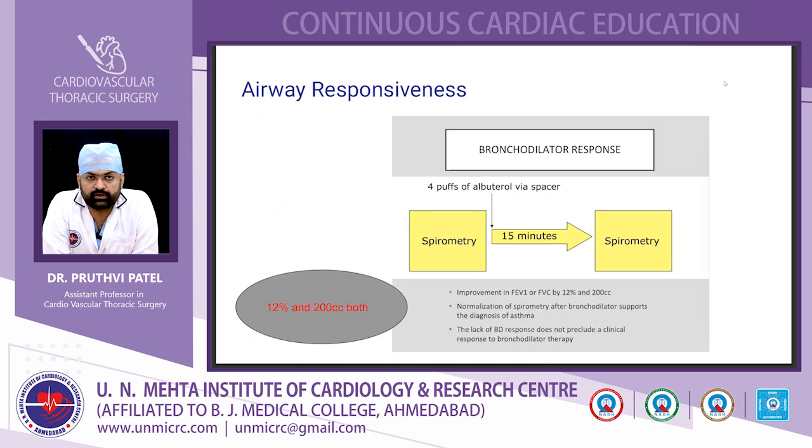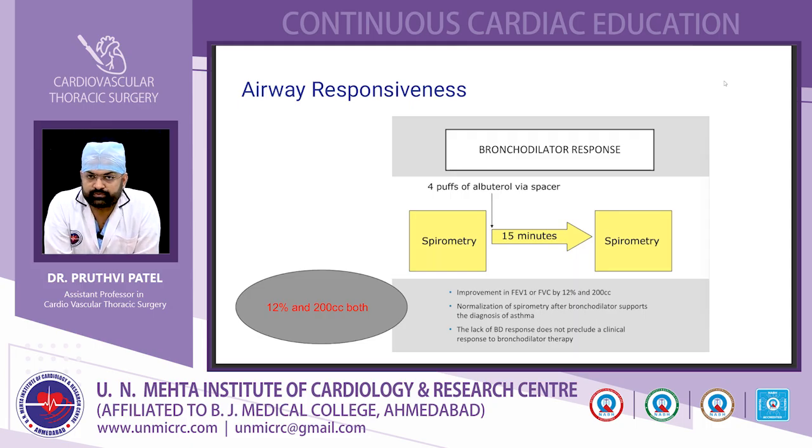Then this is another test, airway responsiveness. This is a test done for an asthmatic patient. So an asthmatic patient will have an obstructive pattern on spirometry, but we check whether that obstructive pattern is reversible or not. If it is reversible, then it is asthma. If it is not reversible, then it is chronic bronchitis or emphysema. So after spirometry, we found out that the patient is having an obstructive pattern.